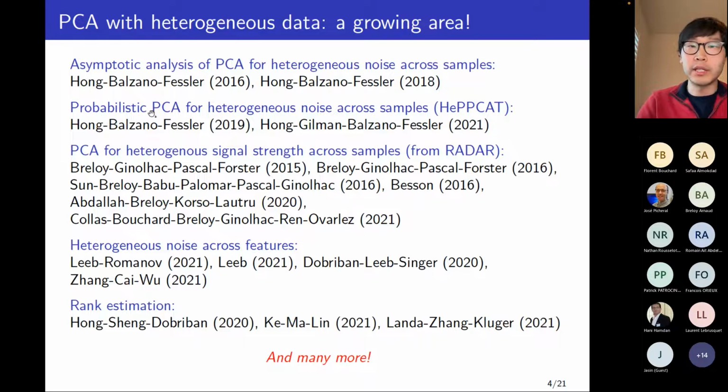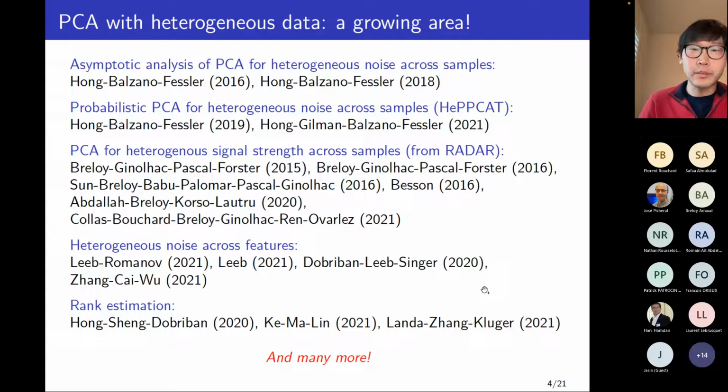Here today, we're talking about this probabilistic PCA. We call it HePPCAT, is the name of the method. Now, I know within folks here, there have been a number of works on the problem of heterogeneous signal strength. So this is where the noise is homogeneous across samples, but the signal strength is heterogeneous. Now, in both of our contexts, the heterogeneity is coming across the samples. So different samples have different levels of noise or different amounts of signal. But there's also another line of work where people have looked at heterogeneous noise across features, so across the other dimension of our data. And then there's also questions of how do you choose the rank.